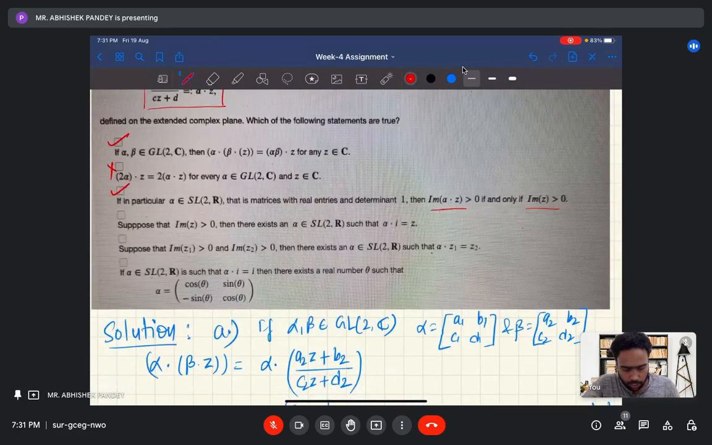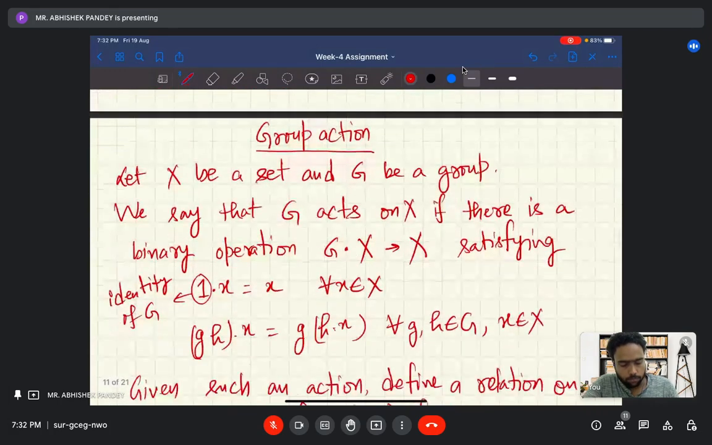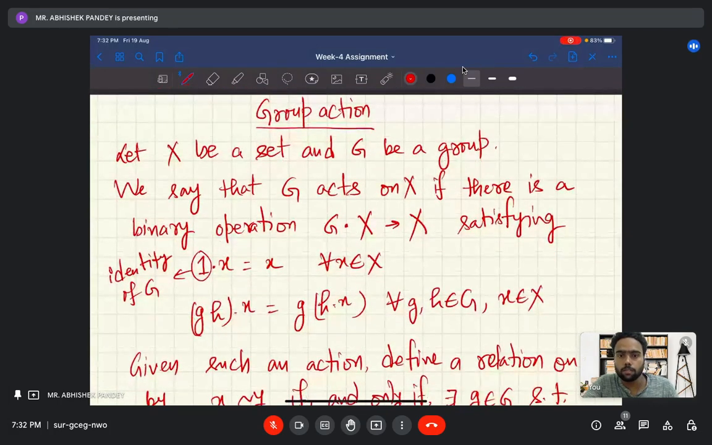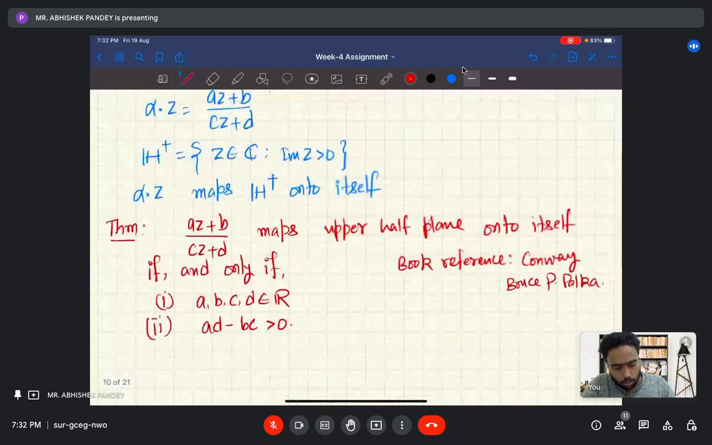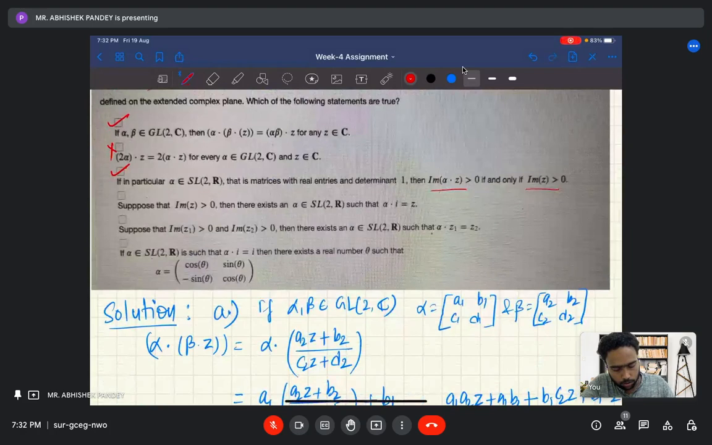Now for options D and E, I will recall a very basic concept, like how to relate algebra, in the sense of group theory, with this kind of thing. So I will recall group action. Basically, what are options C and D? I will relate them to stabilizer and orbit under group action, and the transitivity of the group action.